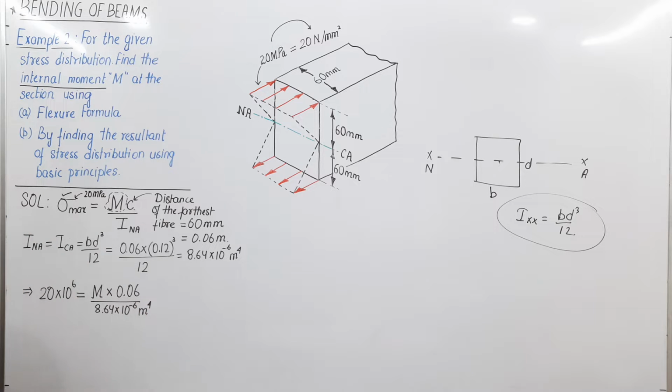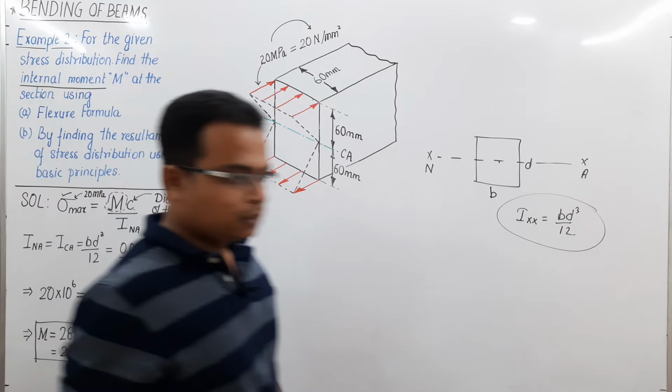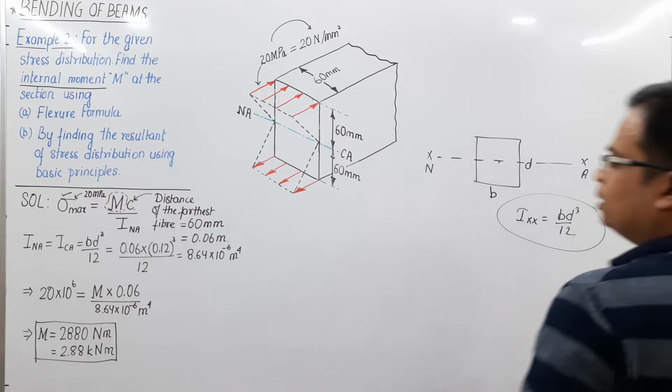Let me just quickly do a check. 8.64 into 10 raised to minus 6. Fine, perfect. So the value of the internal bending moment which you are going to get is equal to 2880 Newton meter. You can also write this as 2.88 kilo Newton meter. Perfectly right. No issues. It's absolutely perfect. Alright, now let's proceed.